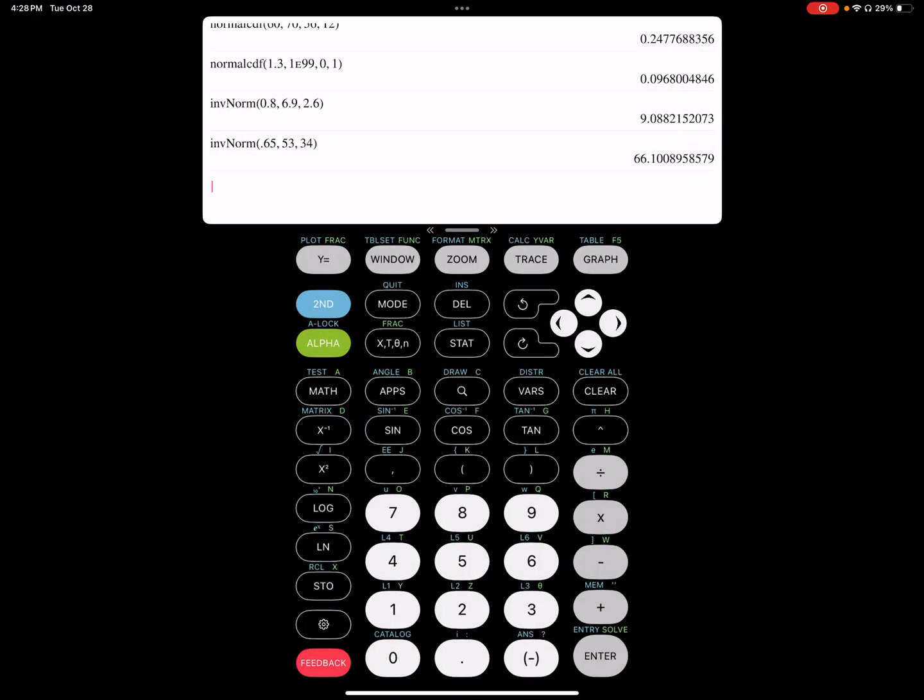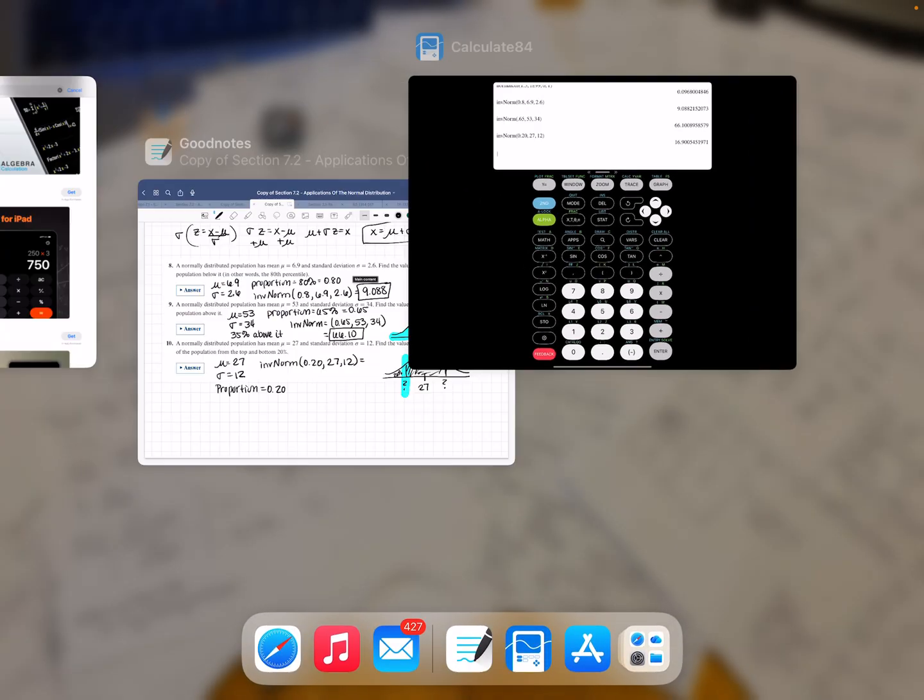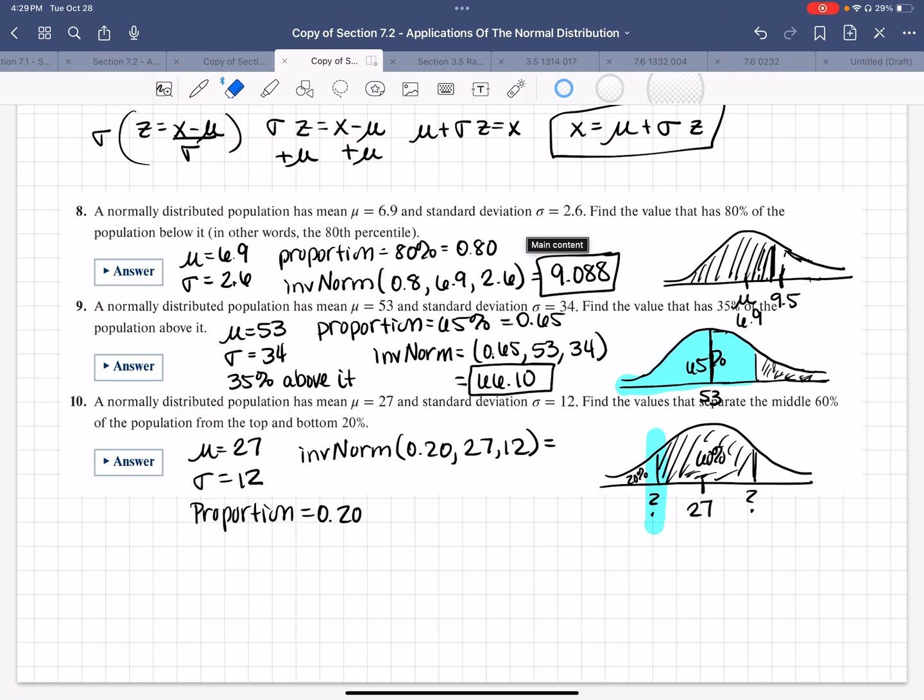So I'm going to go here. Second, vars 3 is my inverse norm. I've got 0.20, I've got an average of 27, and then I have a standard deviation of 12. Okay, 16.9. So what that tells me is this little value right here is actually 16.9. You have one of your bounds, 16.90. That's where we can start counting that middle 60%.